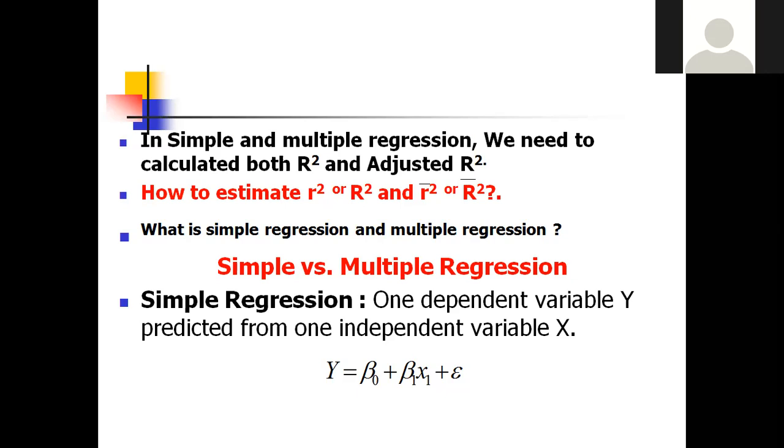Simple regression is where there is only one dependent variable and one independent variable, that is, one dependent variable y predicted from one independent variable. For example, with one independent variable and one dependent variable, we can write the equation y is equal to beta zero plus beta one x one plus epsilon.